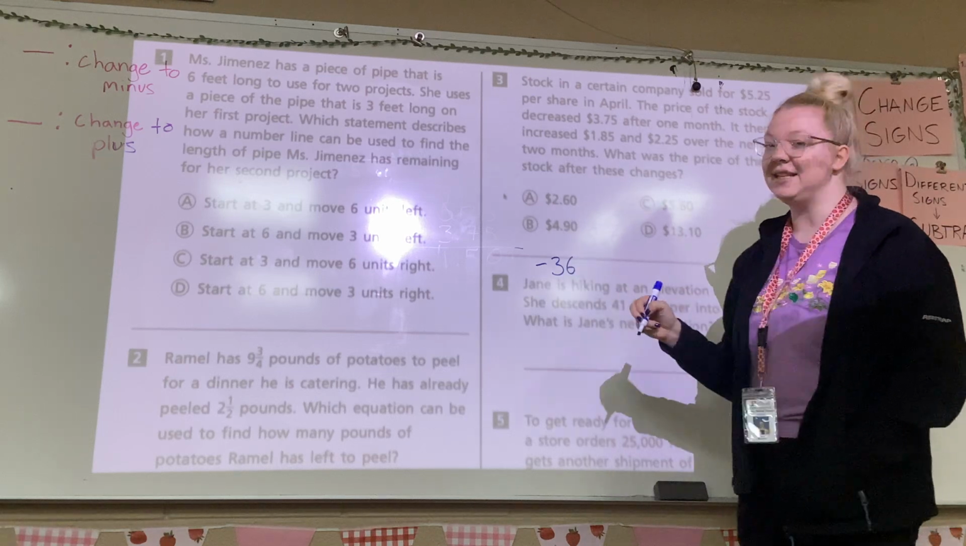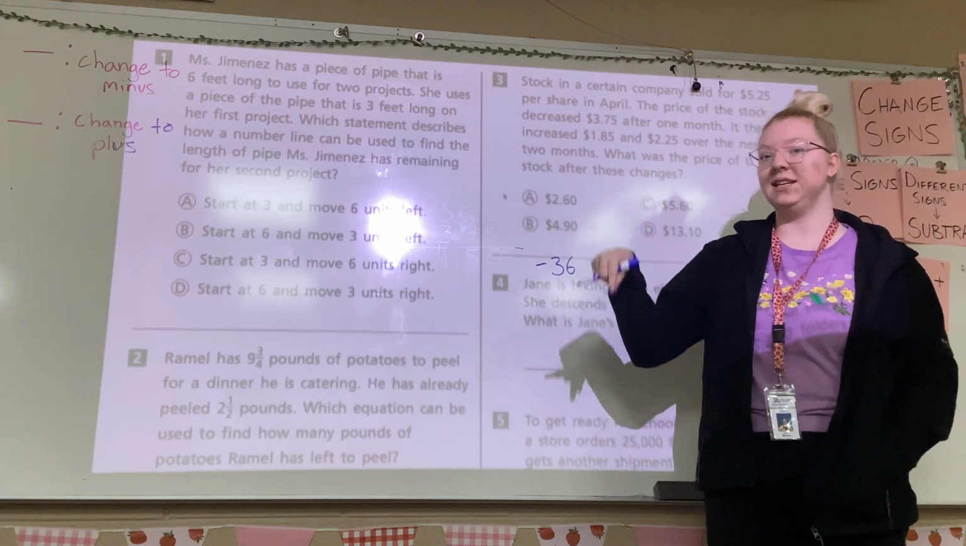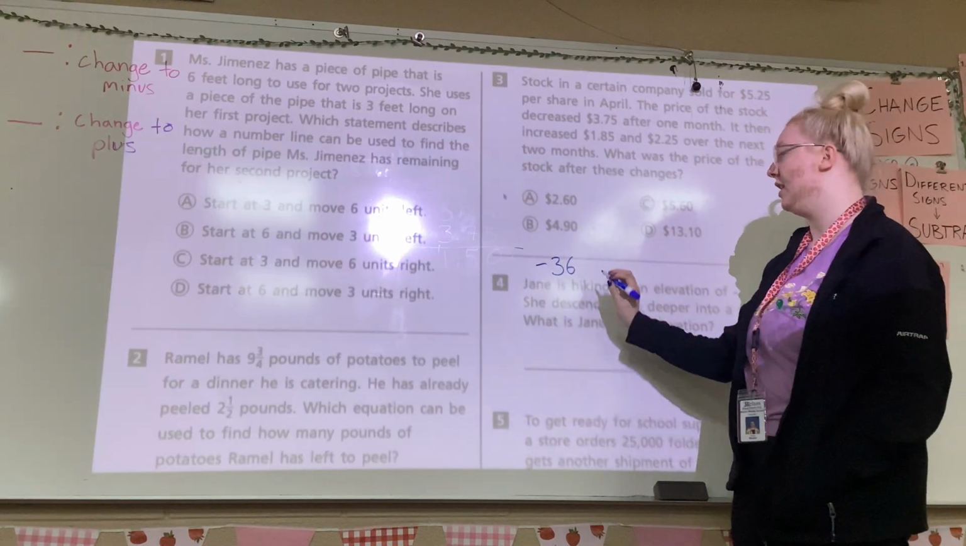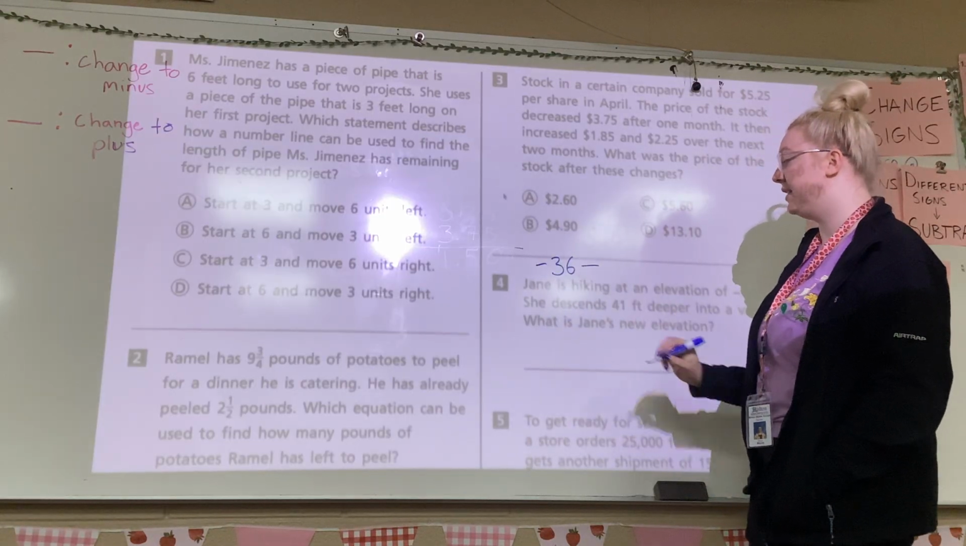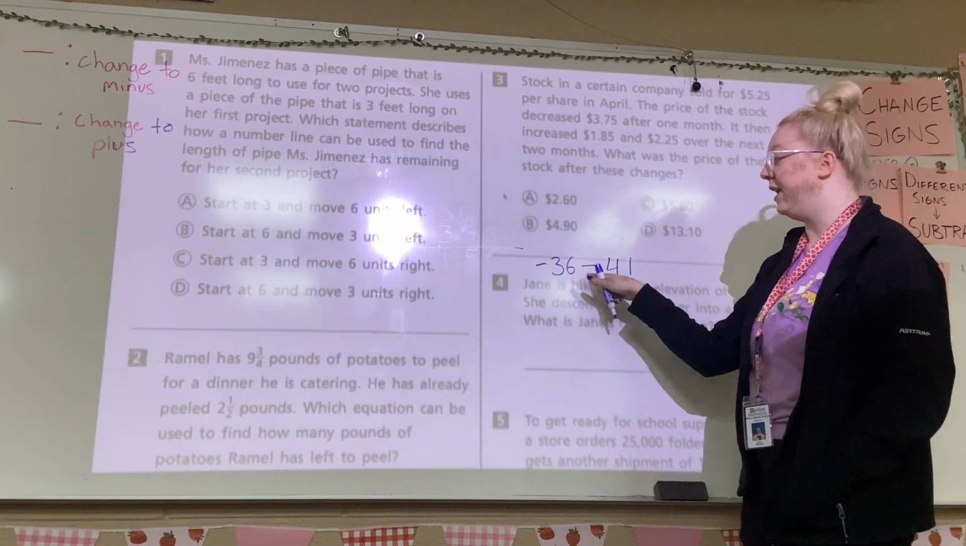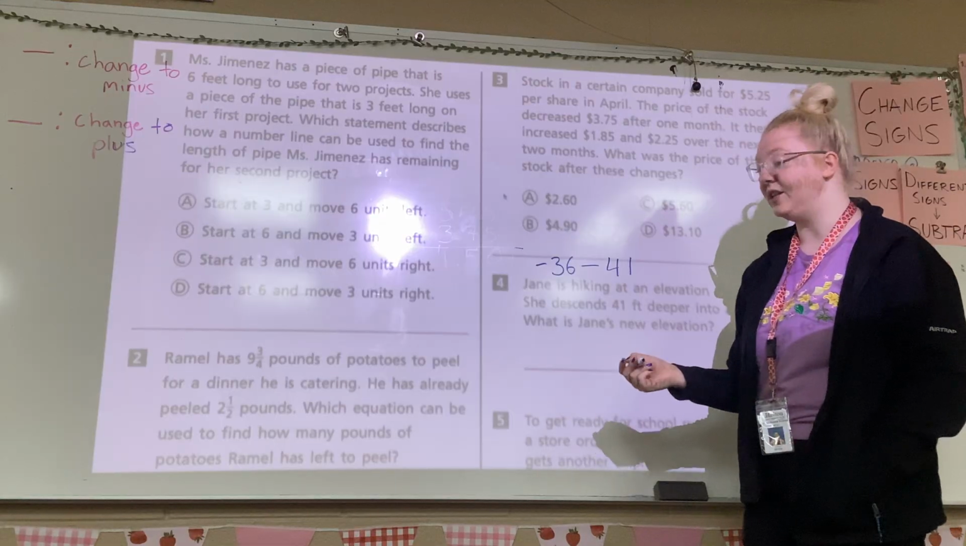And then she descends. We've already talked about what ascend and descend mean. Ascend means you're going up. Descend means you're going down. We're going down, so we're going to minus 41 feet. Okay? Our signs are the same, so we can add these two together.